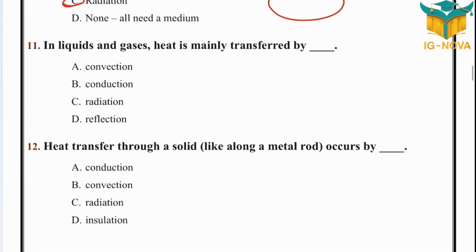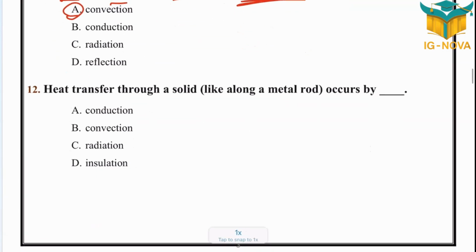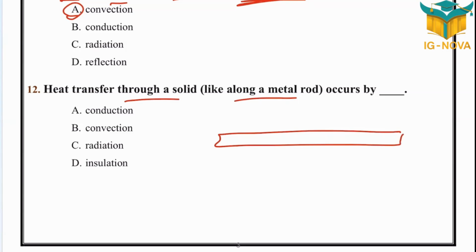Question 11. In liquids and gases, heat is mainly transferred by... Heat can transfer by both, but mainly by convection. Question 12. Heat transfer through a solid, like a long metal rod, occurs by electron transfer and vibration, so it will be conduction through solids.